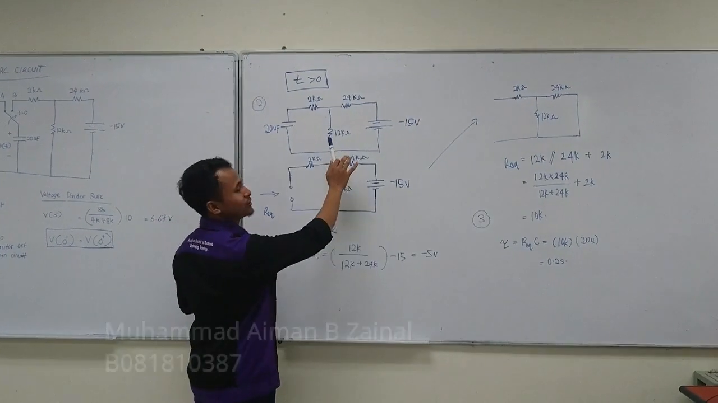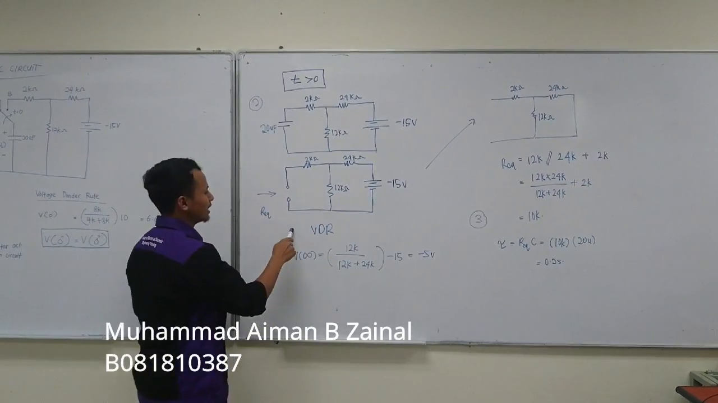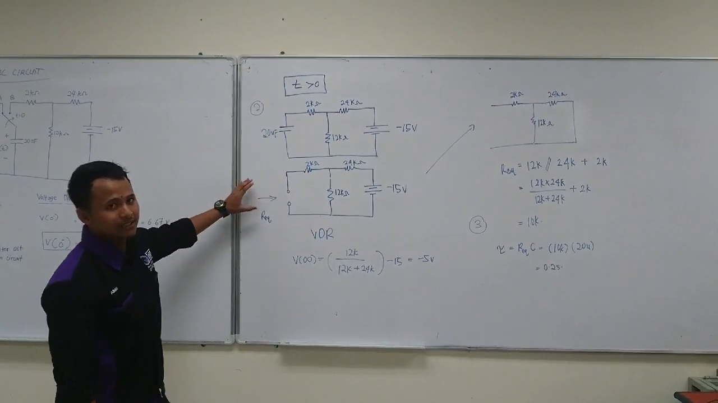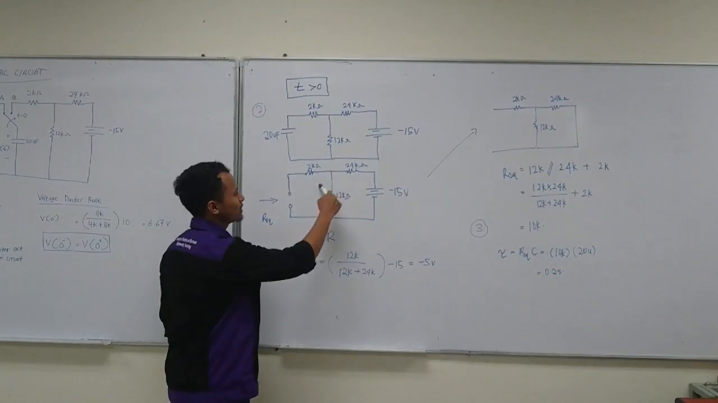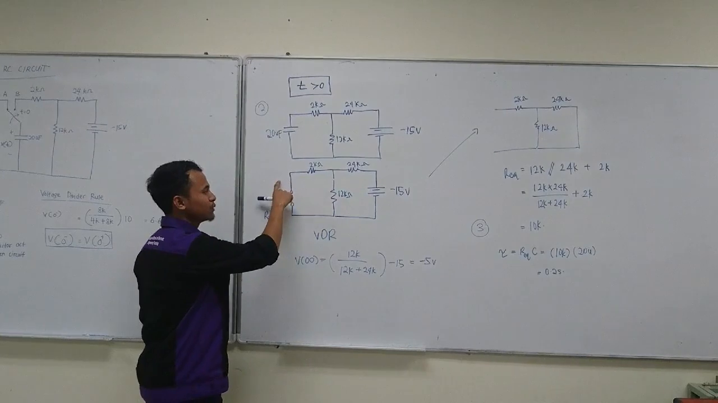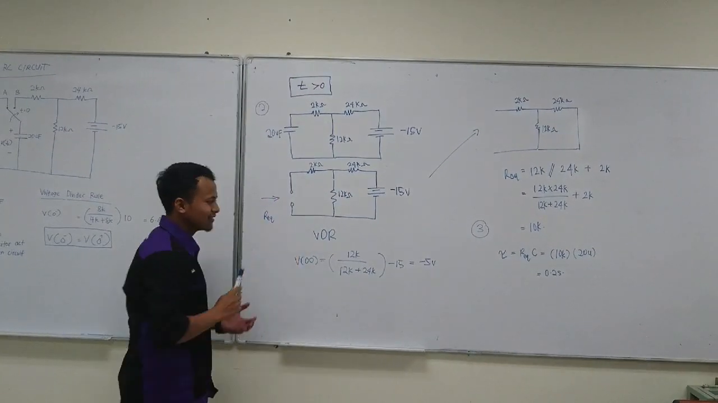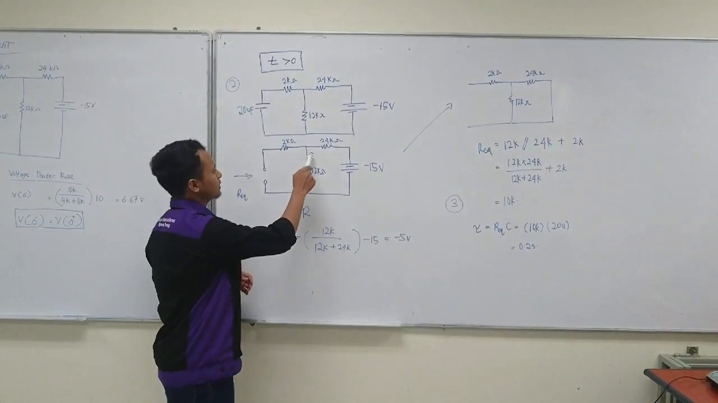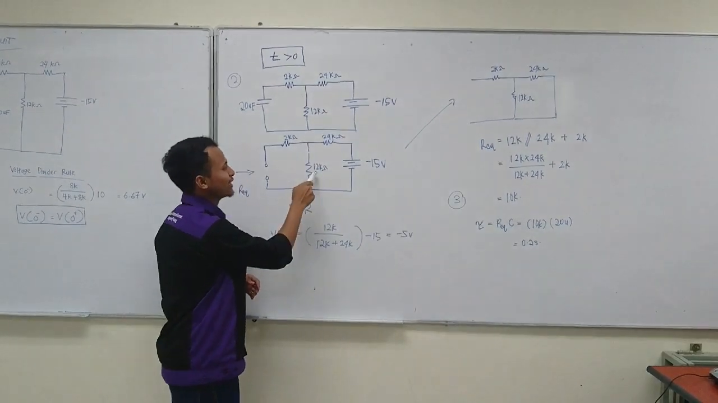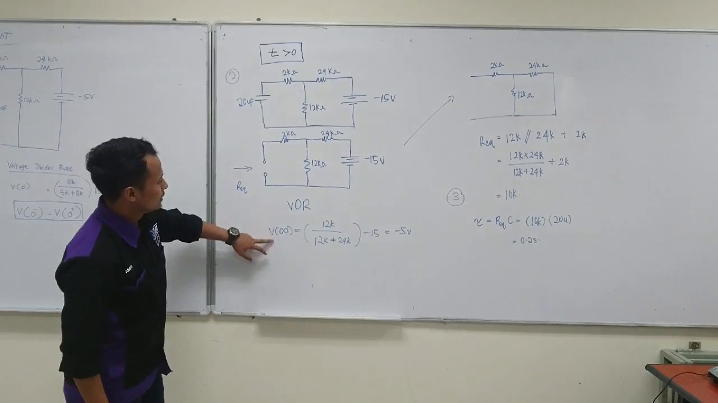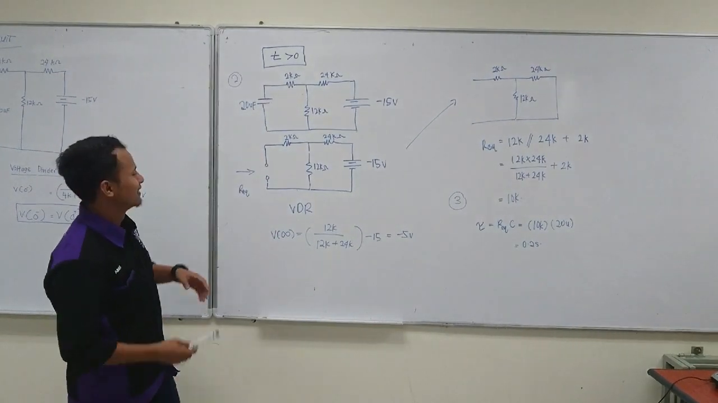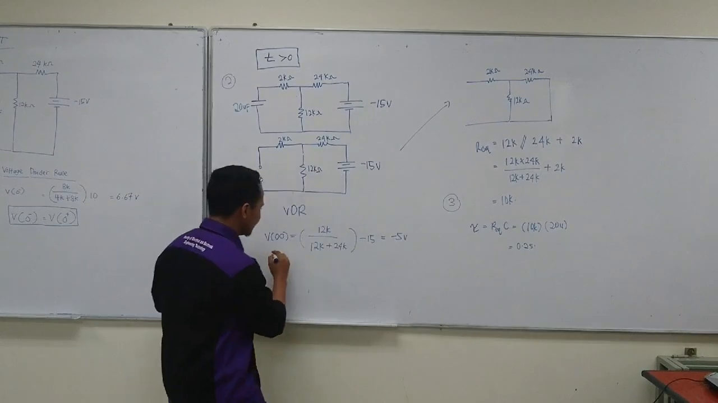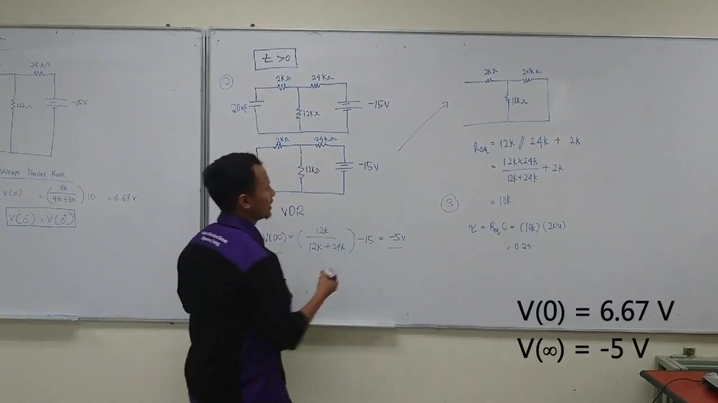So this is our circuit during t more than 0. To find V infinity, we know that the capacitor acts as an open circuit. So the voltage drop here will be equal to the voltage. By using the voltage divider rule at the 12 kilo ohm resistor, we find V infinity at the capacitor. Therefore, the voltage V infinity is equal to negative 5 volt.